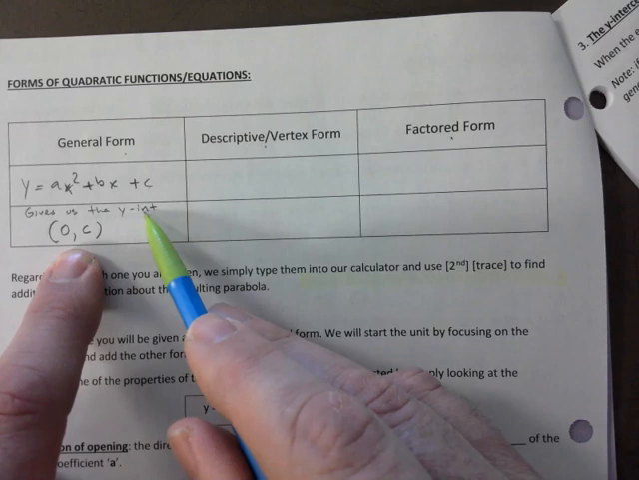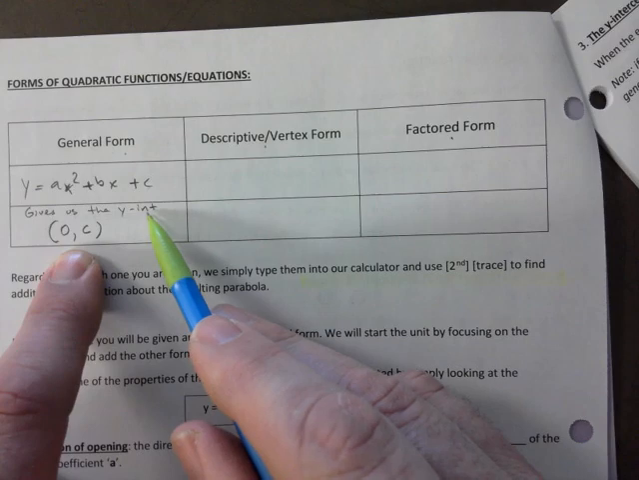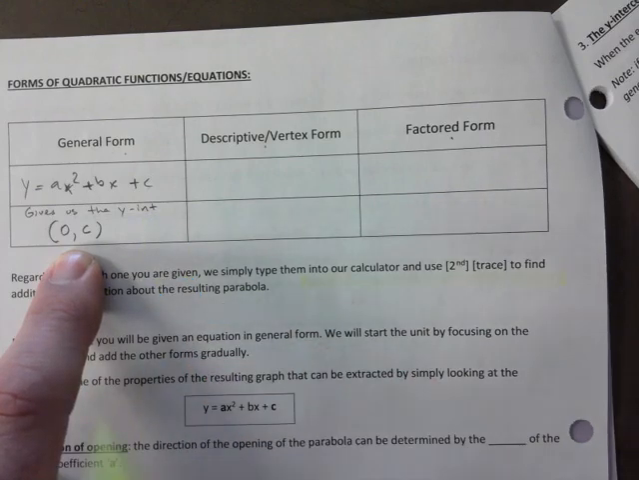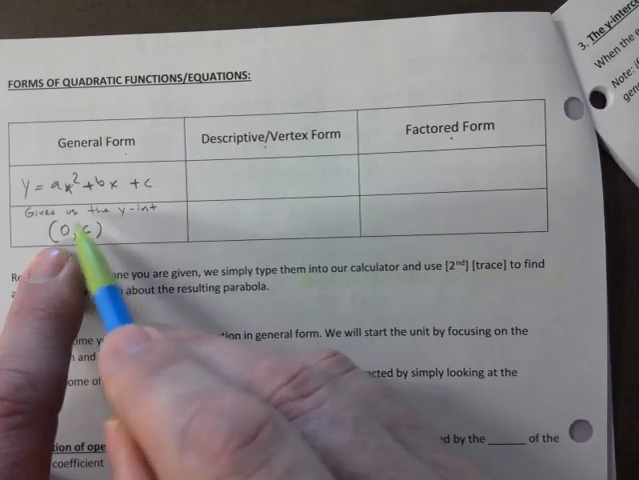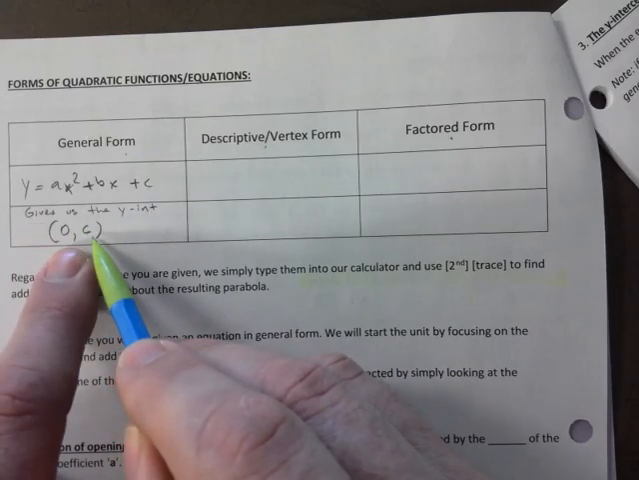Do you remember what the y-intercept is? It's where the line crosses the y-axis, where it intercepts the y-axis. And it's going to happen here at this point. Okay? More about that later.